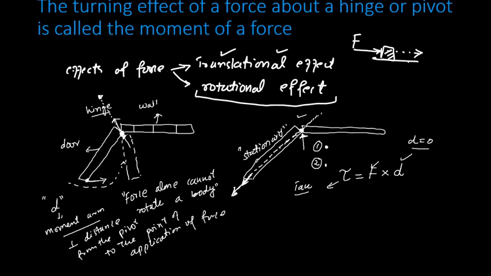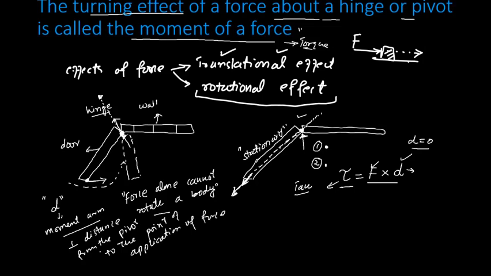So now let's define the turning effect. The turning effect of a force about a hinge or pivot is called the moment of a force, and this moment of a force is also called torque. So this is the equation for torque. Torque is equal to force times d, and d is the perpendicular distance from pivot to the point of application of force.